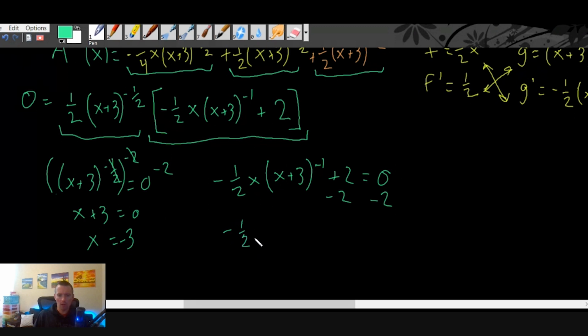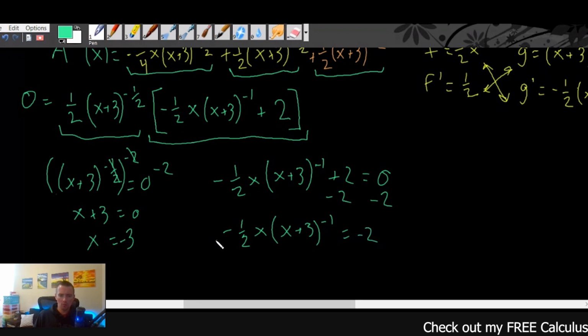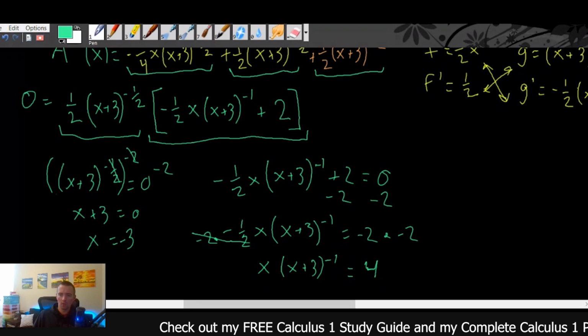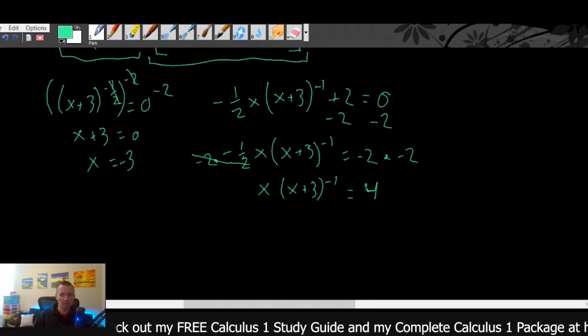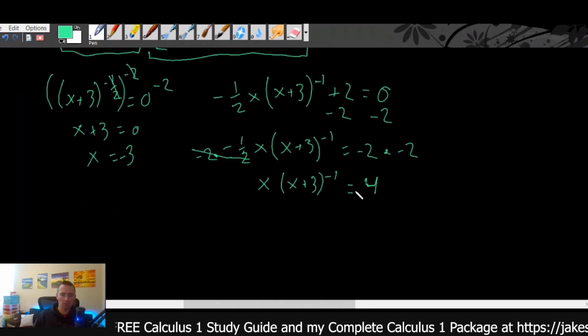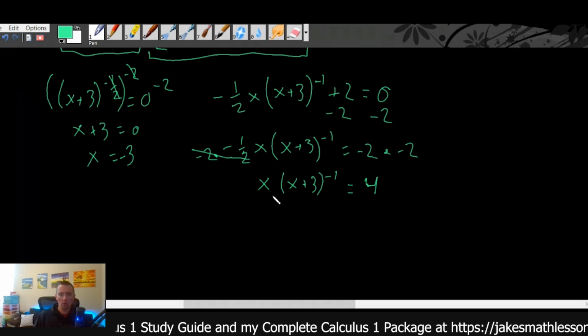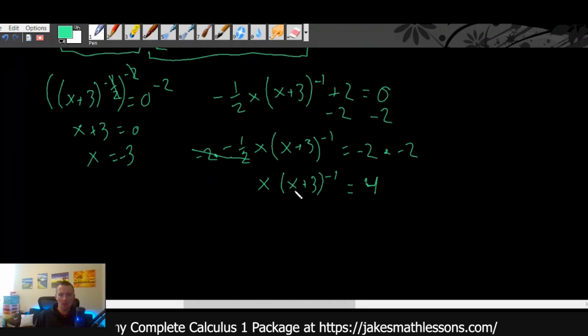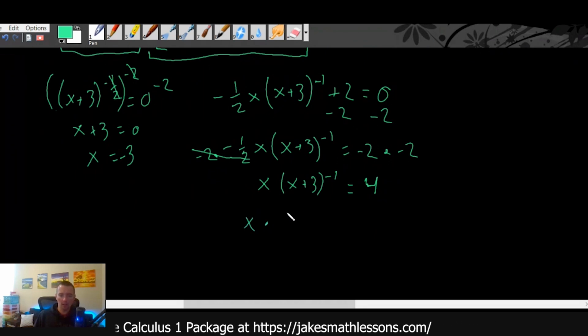So negative 1/2 x times x plus 3 to the negative 1 equals negative 2. Multiplying both sides by negative 2 to cancel that there gives us x times x plus 3 to the negative 1 equals 4. So this looks a little weird, but what we can do here is, instead of thinking of x plus 3 to the negative 1, think of it as x times 1 over x plus 3.